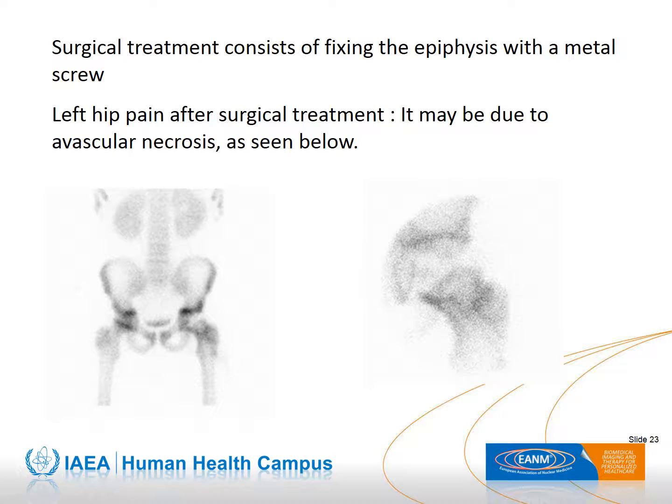Vascular injury may occur after surgical treatment, which consists in maintaining the femoral epiphysis in the right position with a screw. This example shows necrosis of the left femoral head after surgical treatment.